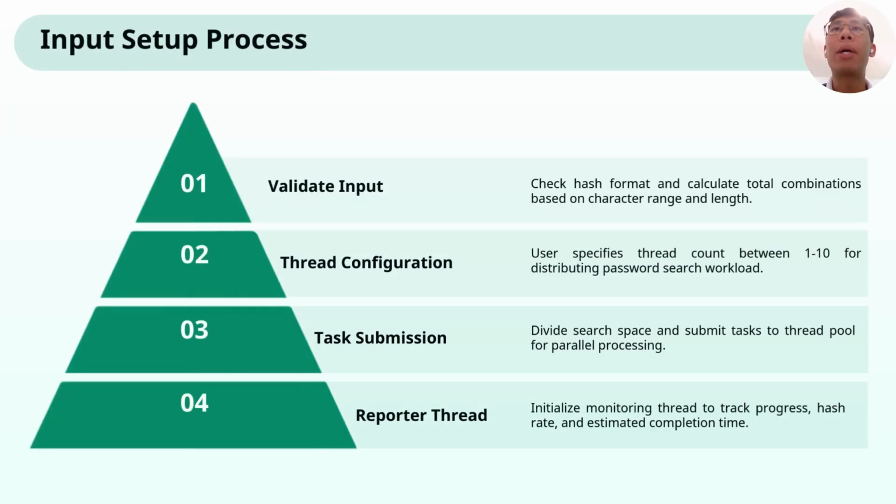So I will start with part one, implementation logic. Our setup process has four steps. First, we validate the inputs, which is ensuring the hash is correct. Second, we apply the thread configurations, limiting the user to between 1 to 10 threads. Third is task submission, where we divide the workload. And finally, we initialize the reporter thread to track our real-time progress.